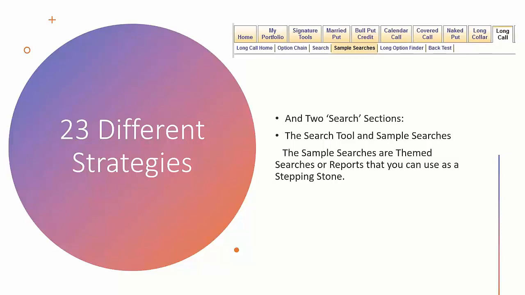In every strategy, there's technically two search sections. The search tool, where we have some default settings that you can use as a stepping stone to create your own personal search, and a tool called sample searches. The sample searches are themed searches based on a trading concept inside that strategy that you can use to see ideas or as a potential stepping stone, just like the search, to adjust and modify criteria to meet your personal needs.